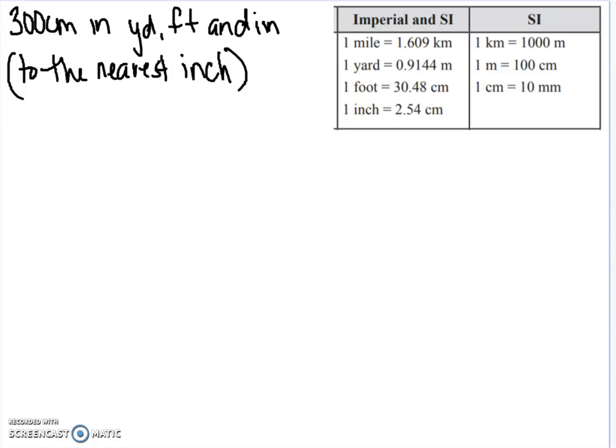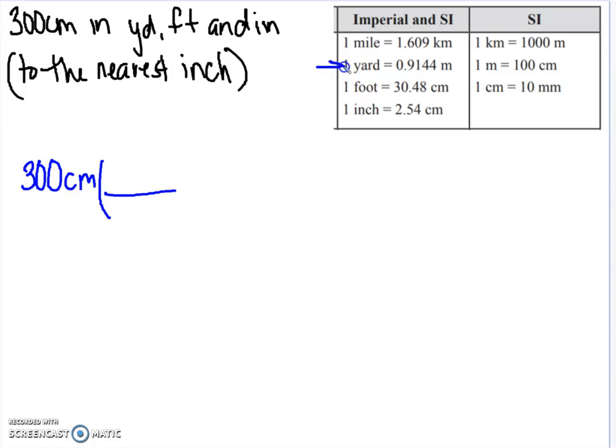Next up, it's the same thing we did in that last unit, but instead of starting with an imperial value, we're starting with a metric value. So we do need to convert again to the largest of the values and then follow through. So 300 centimeters, we need to convert to the largest between yards, feet, and inches, which is yards. So we need to convert centimeters into yards.